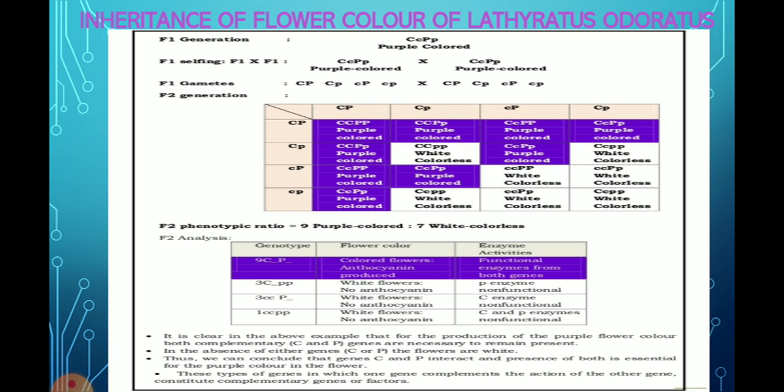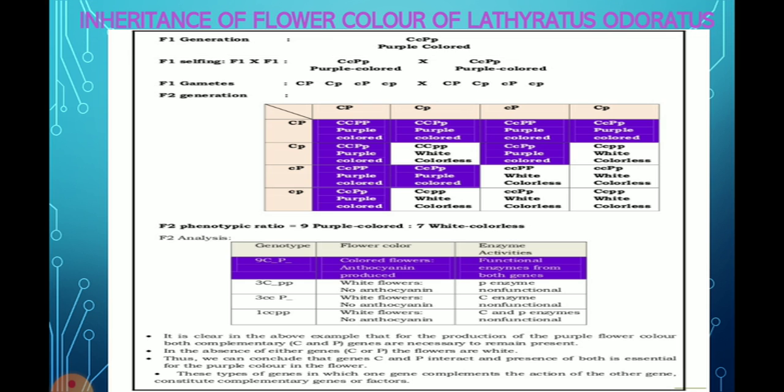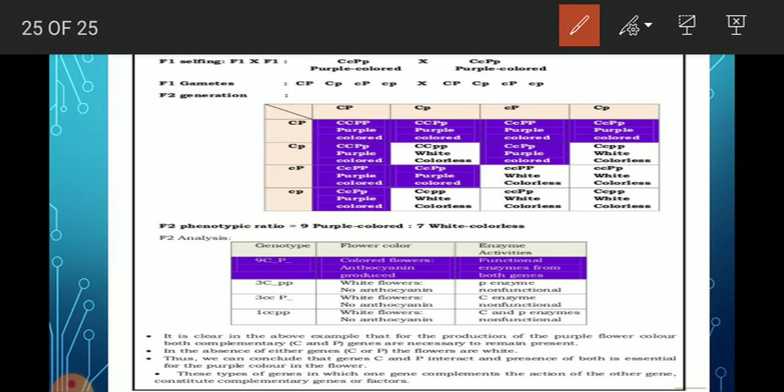Here we can see, first, capital C, small c, capital P, small p, that is all purple flowers, that is the F1 generation. Now we'll take the F2 generation, purple color flowers, and they will be self-fertilized and we will get these gametes. When these gametes are self-fertilized, we'll see capital C, capital C, capital P, capital P, all purple flowers.